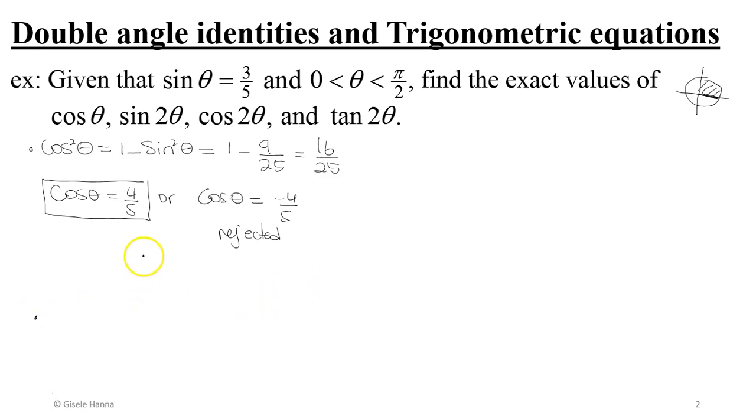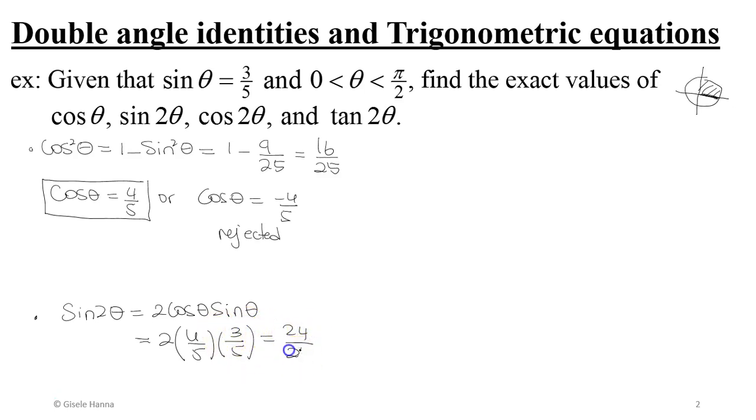Now I need to find sine 2 theta. By definition, sine 2 theta is 2 cosine theta sine theta, and I have sine and I have cosine. So I replace cosine by 4 over 5 and sine by 3 over 5, which leads to 24 over 25. That is sine 2 theta.